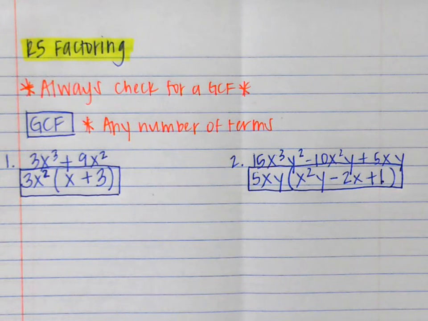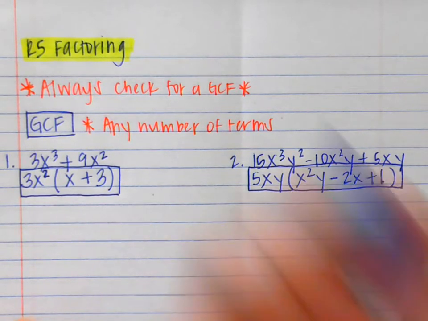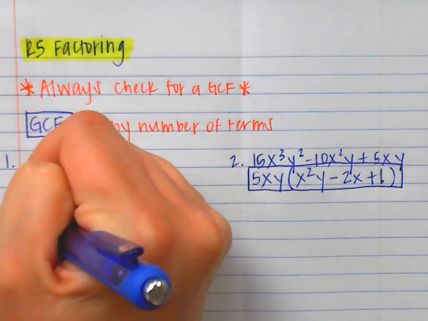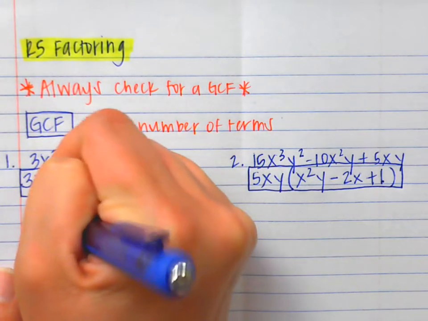Okay, so that's GCF. We're going to talk a little bit more about GCF throughout, but GCF is kind of like your starting off point. You're always looking for a GCF to begin with. The next thing we're going to talk about is difference of squares. Difference of squares is pretty straightforward.